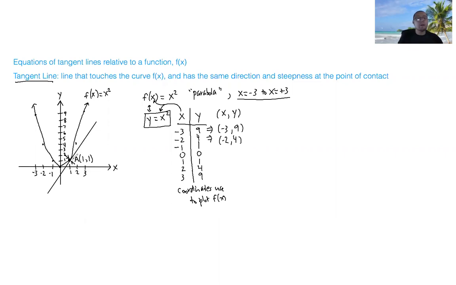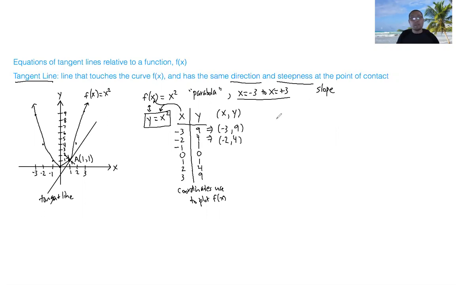The properties of a tangent line say that, and I'll label this, at the point of contact, both the tangent line and our function curve are going to have the same direction and the same steepness. The way that we're going to quantify this, or put this in numbers, is with a concept called slope, which we're going to talk about in a bit.